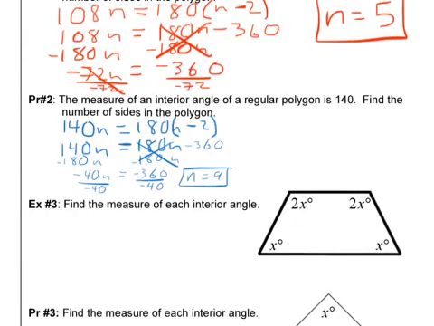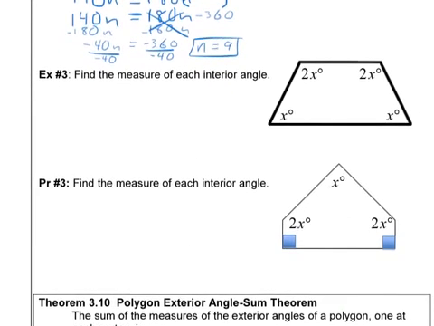Okay, when I did the equation, I set those two things equal to each other again. This time it's 140 times n, because I have 140 for each angle, and I have n number of angles, or n number of sides, and they are all the same. Do the algebra, and I ended up with n equals 9. Alright, let's move on to the next problem. It says find the measure of each interior angle, so I need the measure of each of these angles.